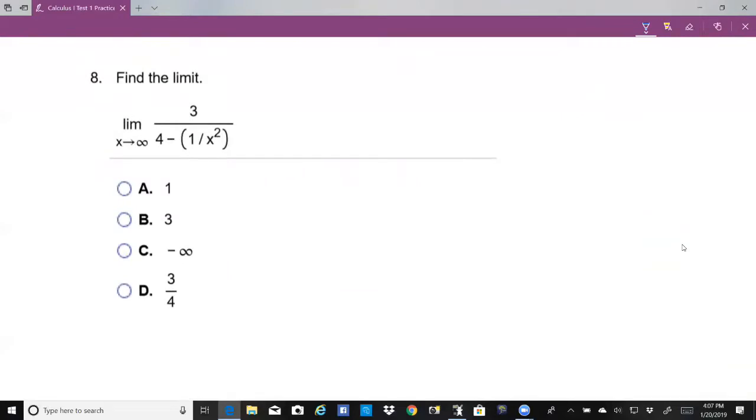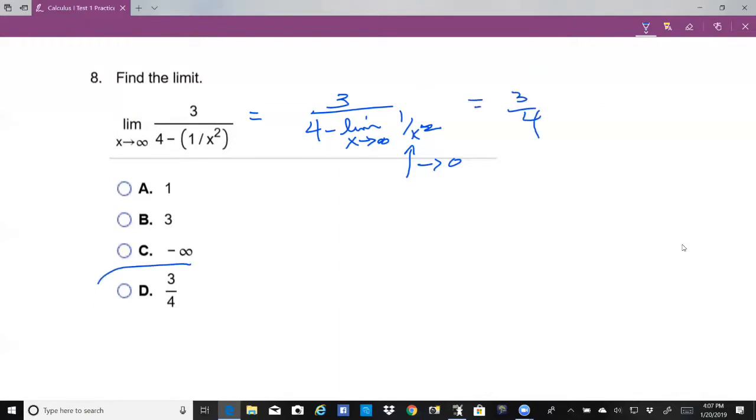Next, we want to find the limit of this expression as x goes to infinity. Well, this is going to be fairly simple. It's going to be 3 over 4 minus the limit as x approaches infinity of 1 over x squared. Now notice 1 over x squared goes to 0 as x goes to infinity. So the limit is going to be 3 over 4, which is answer B.